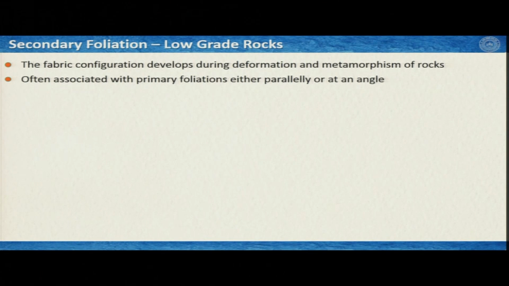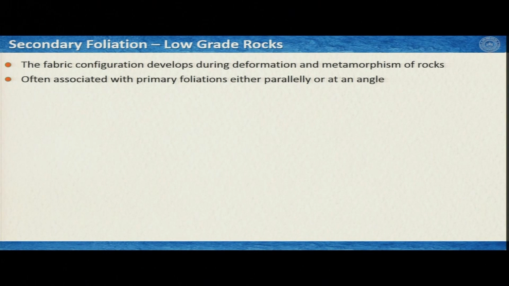So, we have the primary rock with or without primary foliations, and when you deform it, you develop some foliations, alignment of some minerals or fractures or whatever, that defines the planes in the system, new planes in the system, and these are your secondary foliations. And as we said, these are often associated with primary foliations, either parallel or at an angle.